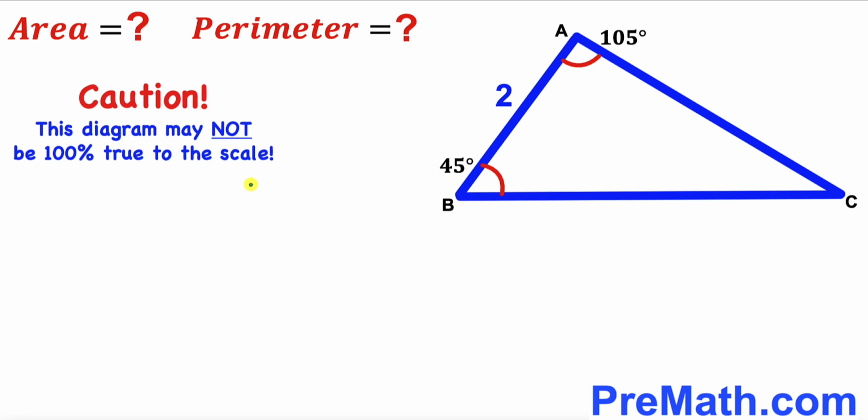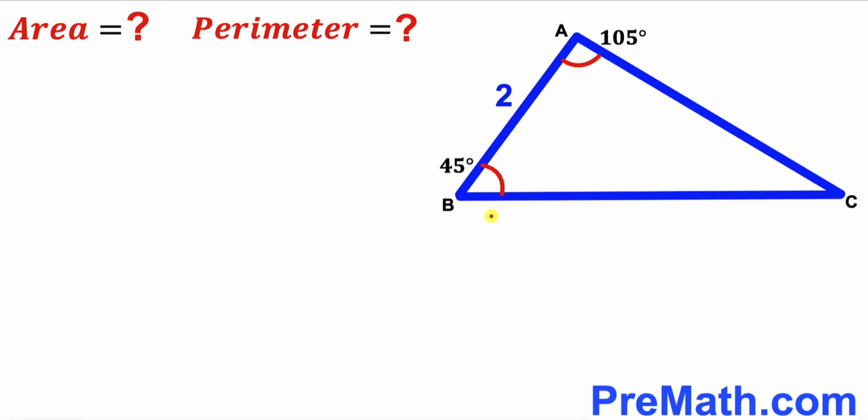Please keep in mind that this figure may not be 100% true to the scale. Let's go ahead and get started, and here's our very first step. Since we are interested in calculating the perimeter of this triangle ABC, and we know the perimeter is the sum of all these three side lengths of this triangle, and we know this side length is 2 units. So therefore now we need to calculate this side length and this side length in order to calculate the perimeter of this given triangle.